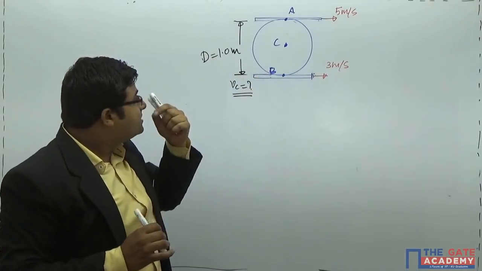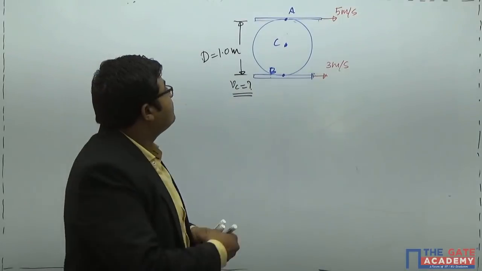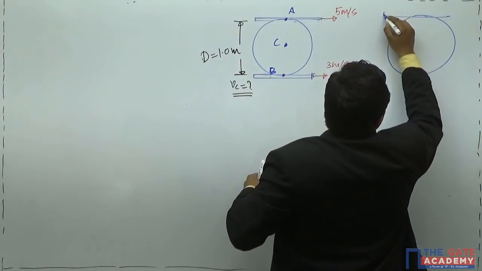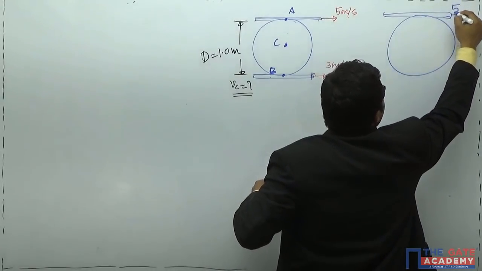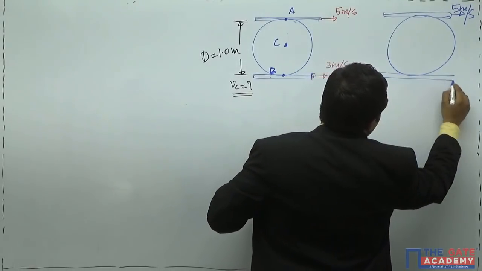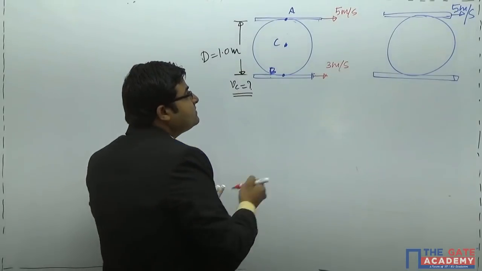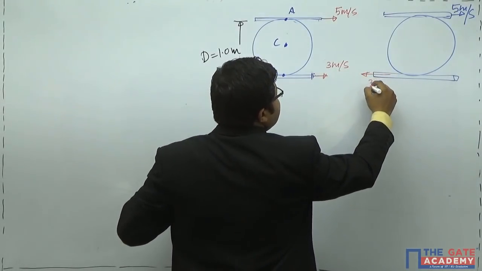Okay, the same question can be given to you as, if the disc is the same, this upper belt is the same, it is moving with the same velocity also, 5 meters per second, and this belt is the same, but the problem is that this belt is in the backward direction.